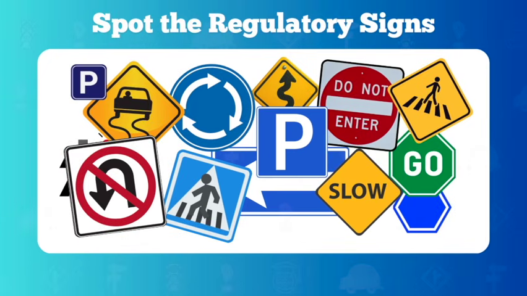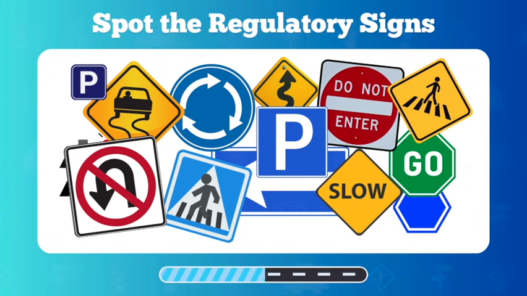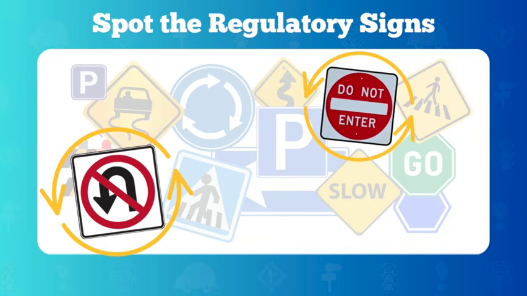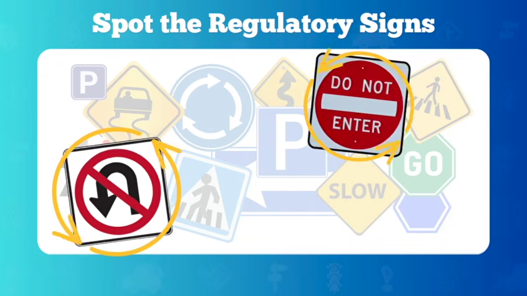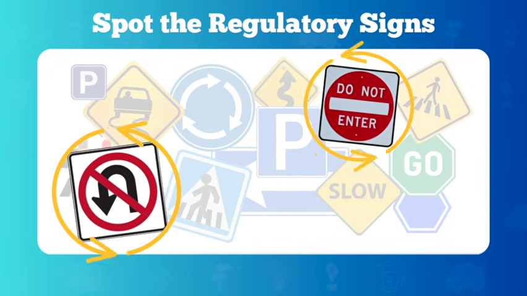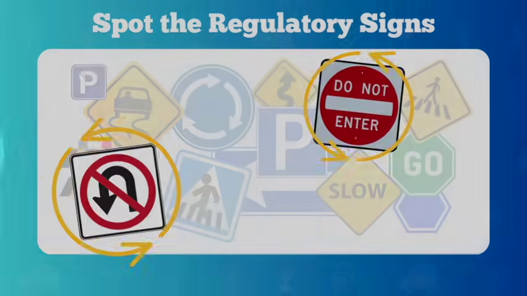Can you spot the two regulatory signs? Correct. Regulatory signs are usually white rectangles with black or red symbols. They tell you exactly what is allowed or prohibited while driving.